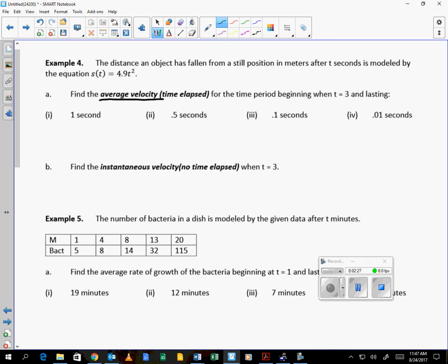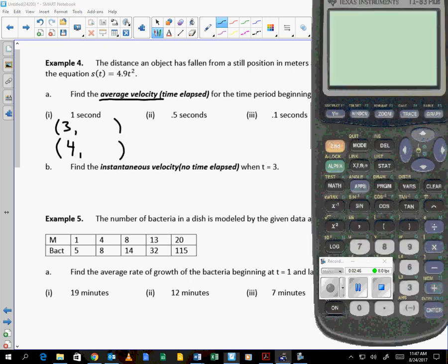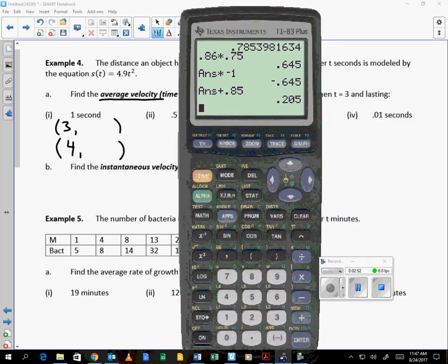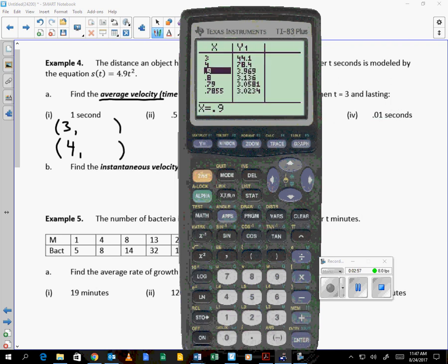So it says find the average velocity for the time period beginning with time 3. So we're looking from time 3, and then we're going 1 second further. So if we start at time 3 and we go 1 second further, what's our end time? 4, okay? Now I have the time. I now need the position of the object. I'm going to take out my calculator, and I'm going to go to y equals, and I got 4.9x squared. I type in my two values, 3 and 4, and I get 44.1 and 78.4, okay? So there we have it.